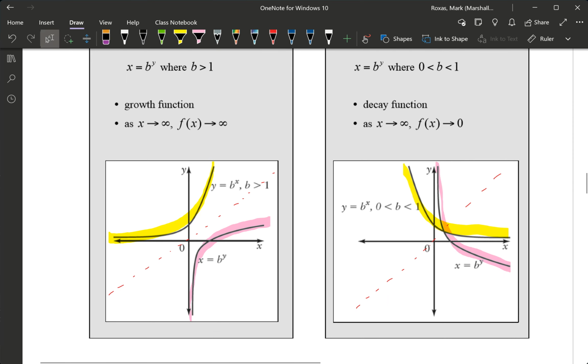Okay, and as you can see, mirrored points, such as the y-intercept on the exponential function, which is 1, gets mirrored over and becomes the x-intercept on the inverse. Similarly here on this graph too.